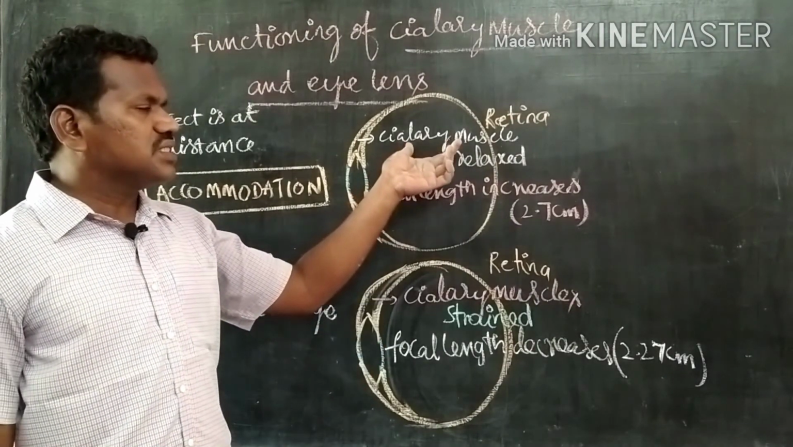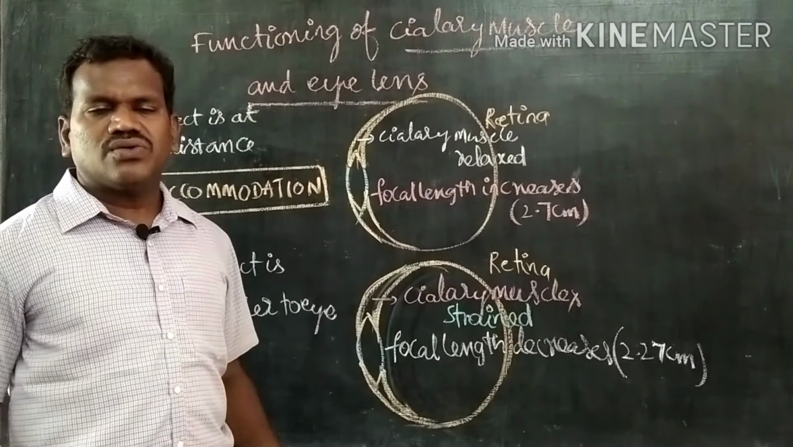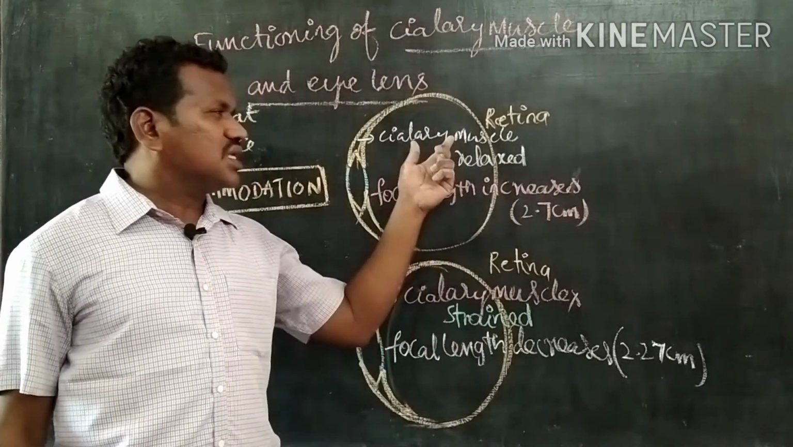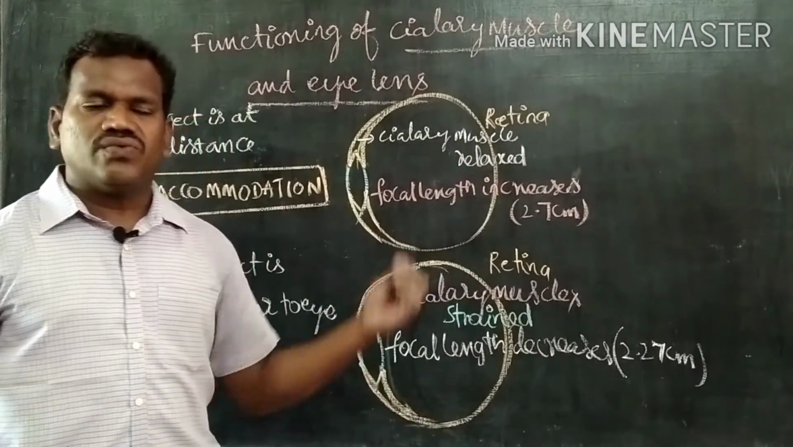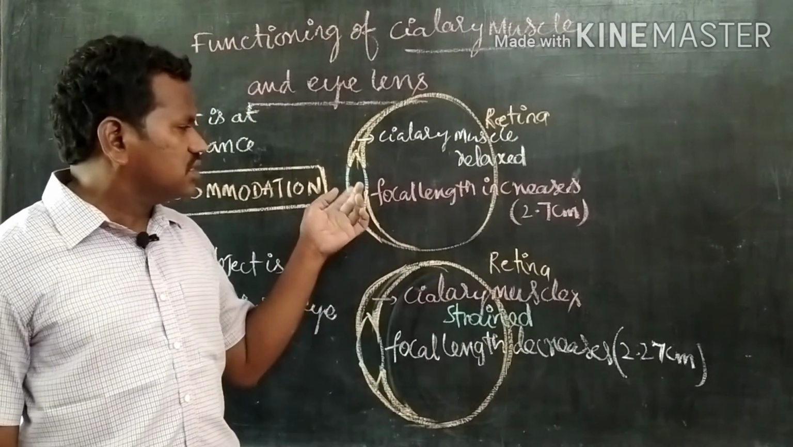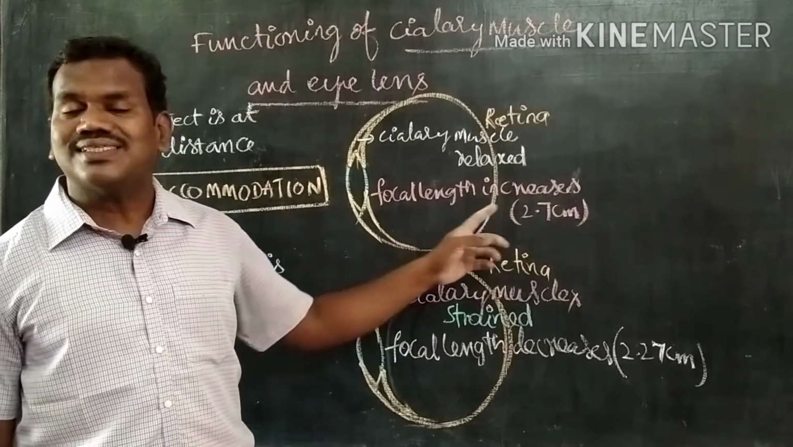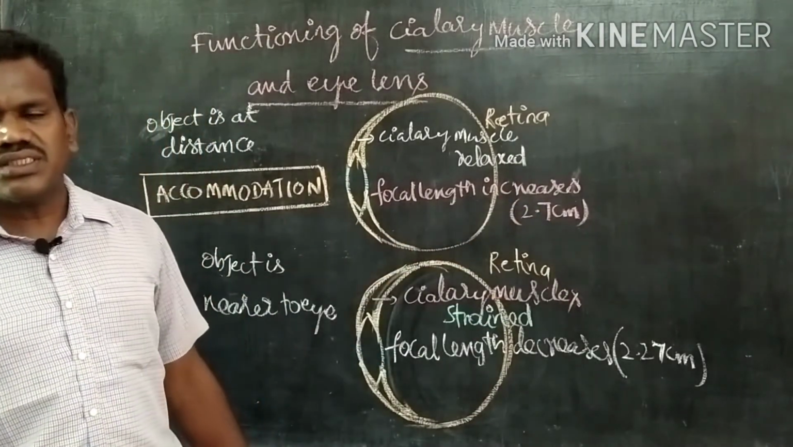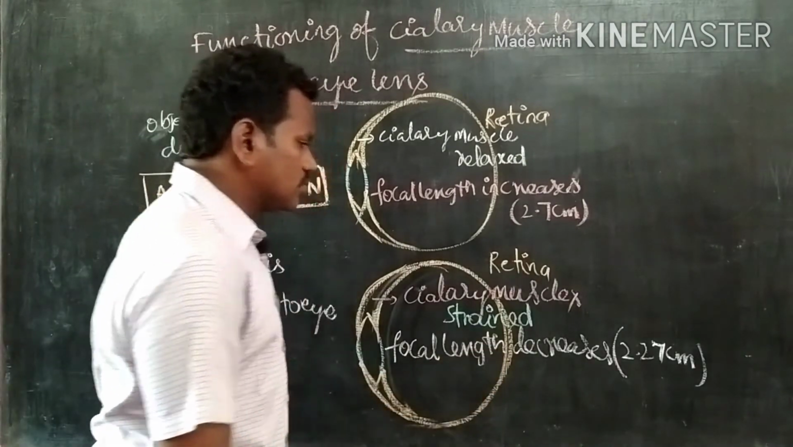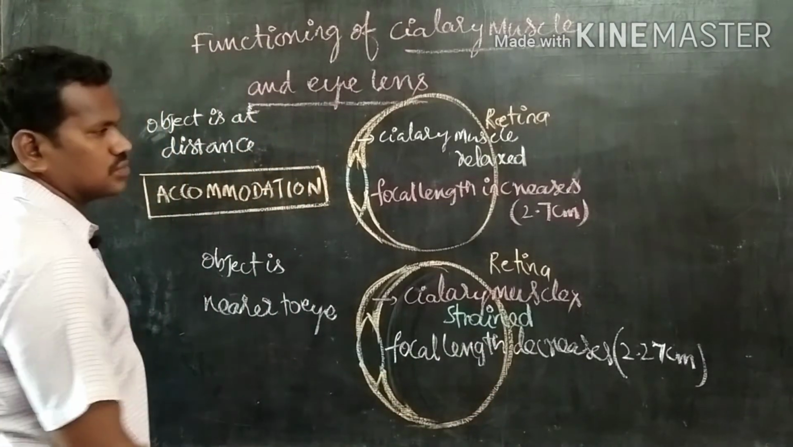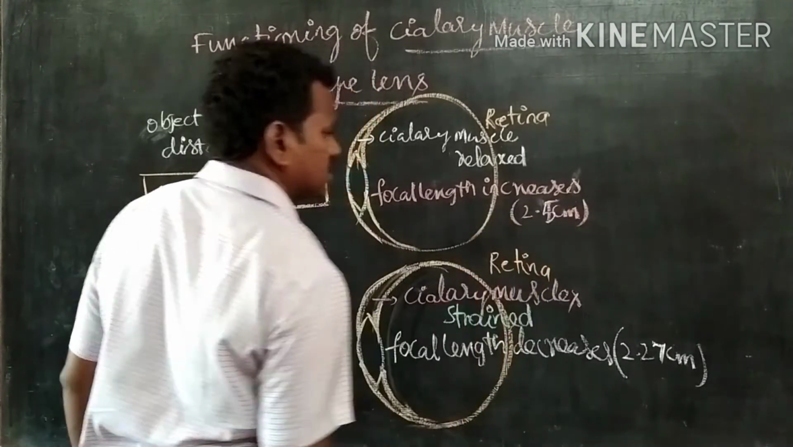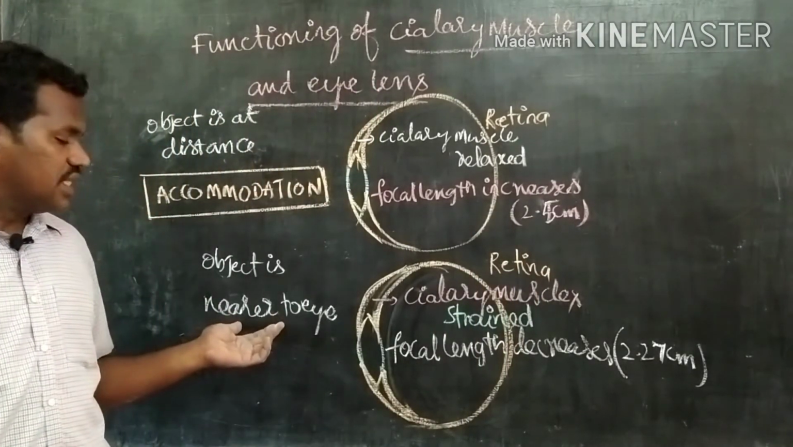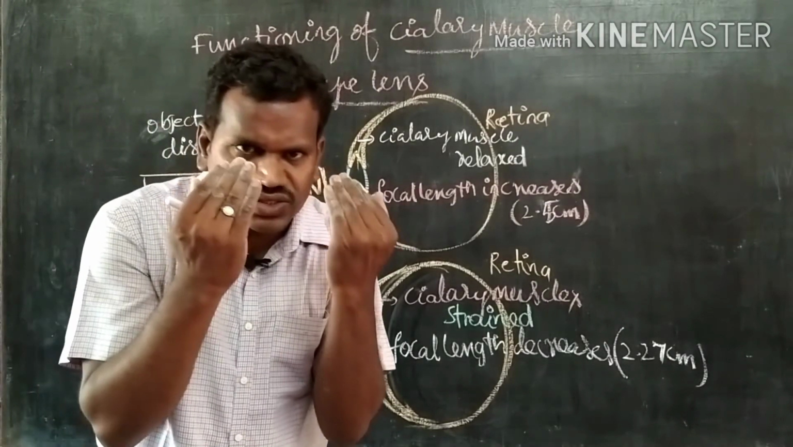The ciliary muscles get relaxed. Whenever we see a long distance object, the ciliary muscles are relaxed. Whenever a ciliary muscle is relaxed, the focal length of the lens increases. That value may be 2.5 centimeters.